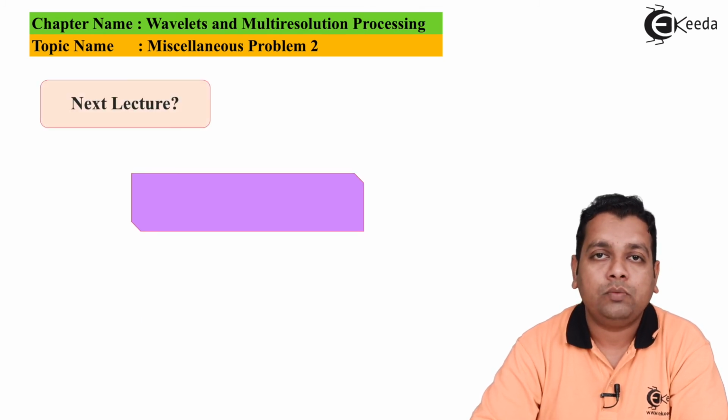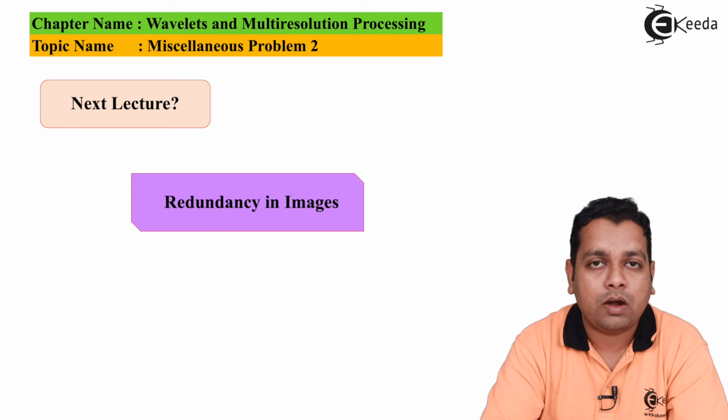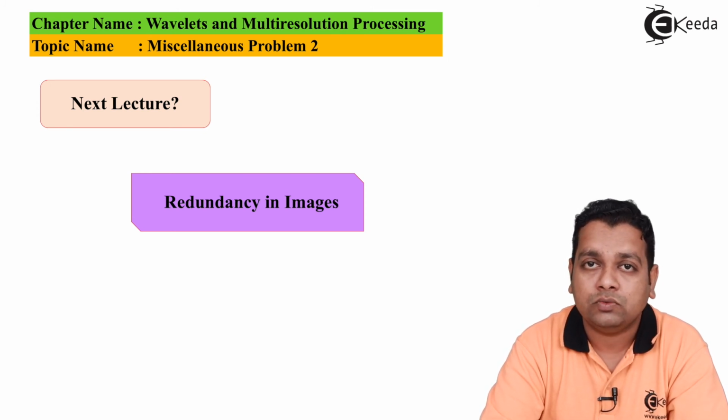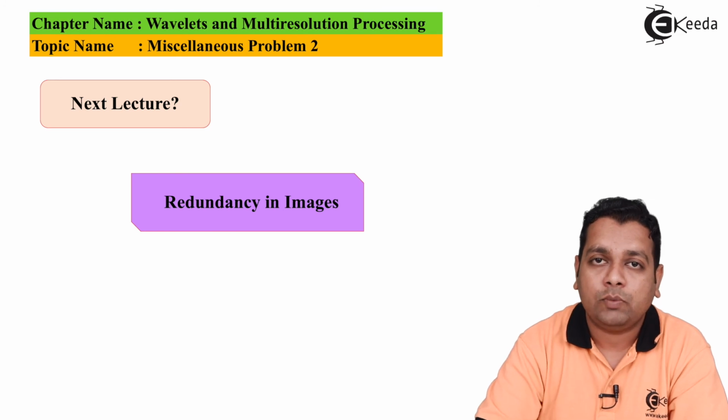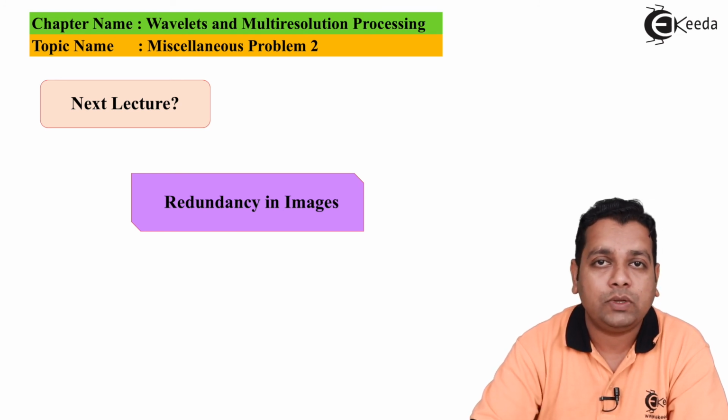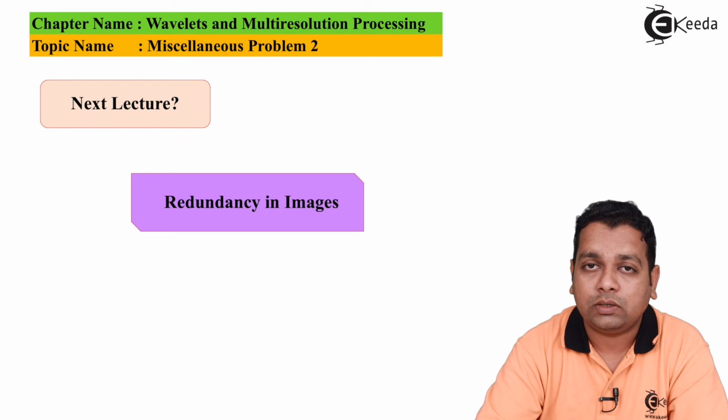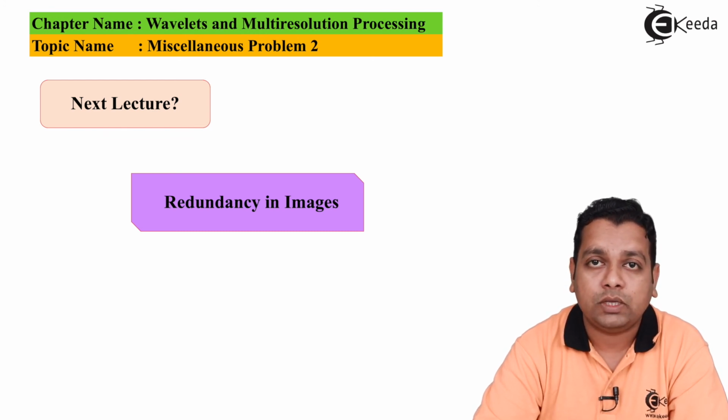So I hope the answers to part A, part B and part C have cleared your concepts regarding the use of wavelet transform. By the next lecture we shall start the video with the title redundancy in images, which is a part of image compression. Image compression is one of the fundamental steps in digital image processing. That will be chapter number 9 we are going to start with.